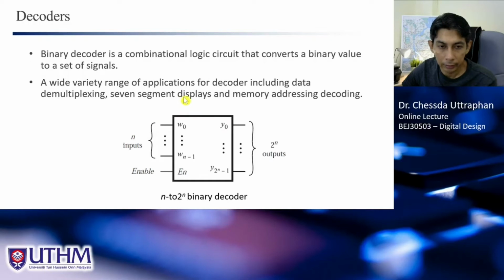And this is an example of a binary decoder. So we have what we call the enable input, and we have n inputs, and we have 2 power of n outputs. So if, for example, the input is 3, the output will be 2 power of 3, which is 8. If your input is 4, you have 2 power of 4, which is 16, and so on.